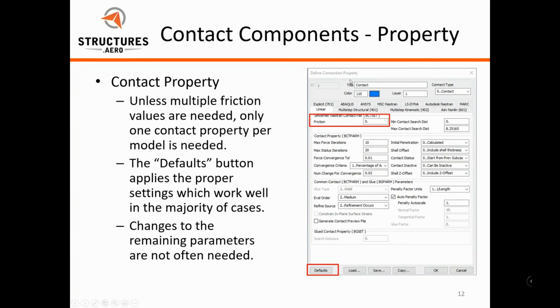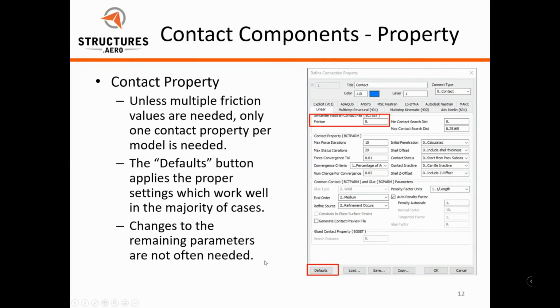So define the connection property with the contact. There are multiple things that can be different. You could have a different search distance for connections. You could have different friction values as well, or you could include or not include shell thickness, the element offset, and so on. So you could have as many contact type properties as you need. But unless you have multiple friction values, usually you only need one contact per model.